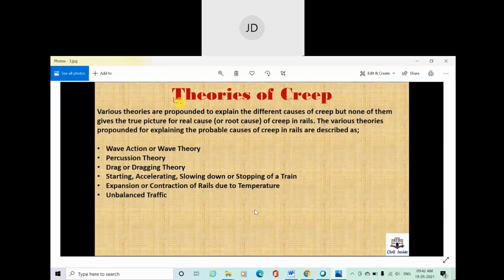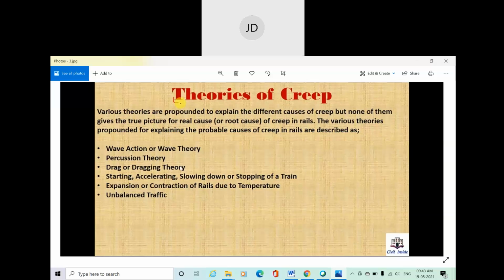Various theories are proposed to explain the different causes of creep, but none of them gives the true picture of the real cause. That means research is still going on to find the exact, proper way to explain why the rail is creeping and how to derive it. But anyway, there is some theory, so we're going to discuss that theory part.